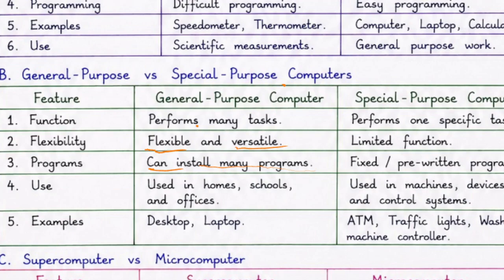So you have the traffic light, which is also an example of a special purpose computer. You have your street light, which is also a special purpose computer, the ones that have sensors. When they sense darkness, they switch on. When they sense light, they switch off by themselves. So that is an example of a special purpose computer. And a washing machine controller is a good example.